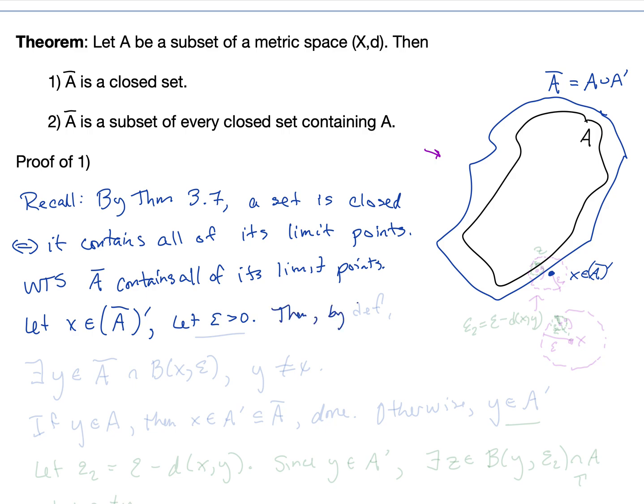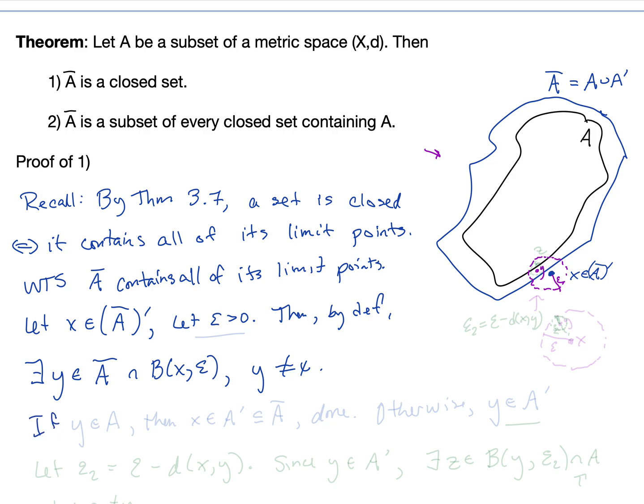Then, by definition of limit point, that means that there is some element y that is in A closure, the original set, and in the ball centered at x of radius epsilon. So let's draw that over here. Because x is in the set of limit points of A closure, for any epsilon greater than 0, the ball centered at x of radius epsilon contains some point y, where y is in A closure, and y is in that ball, and where y is not equal to the point x. That's the definition of limit point.